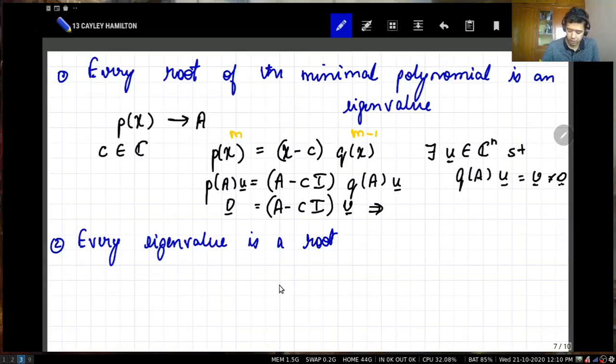So this implies that A times v is equal to C times v, right? And this can happen only if C is an eigenvalue of A. By definition, C is an eigenvalue of A, and v is a non-zero vector, remember that. So every root of the minimal polynomial must necessarily be an eigenvalue of A.